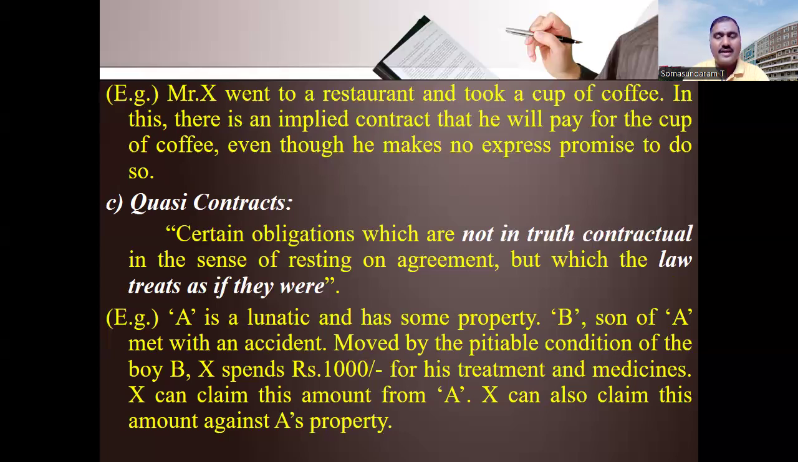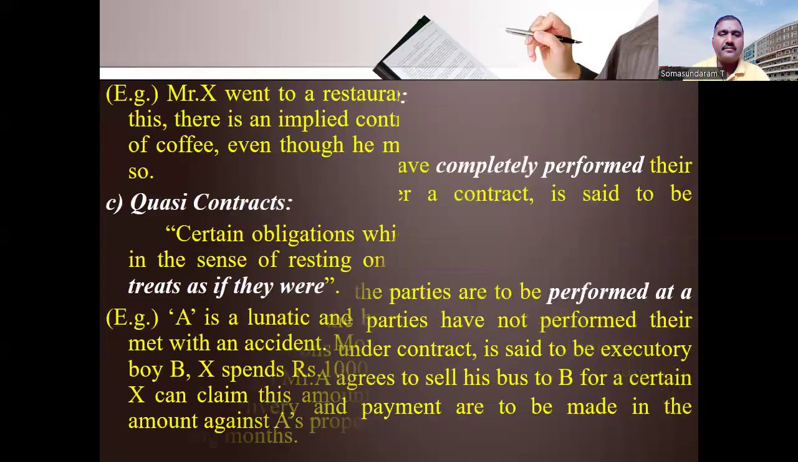That's why it's mentioned that these are not in truth contractual in the sense of vesting of agreement, but the law treats them as if they were, even though there is no contract between you and the ticket collector. But you need to take a ticket as you are traveling in the bus, as per the Transportation Act. This is called quasi contract.